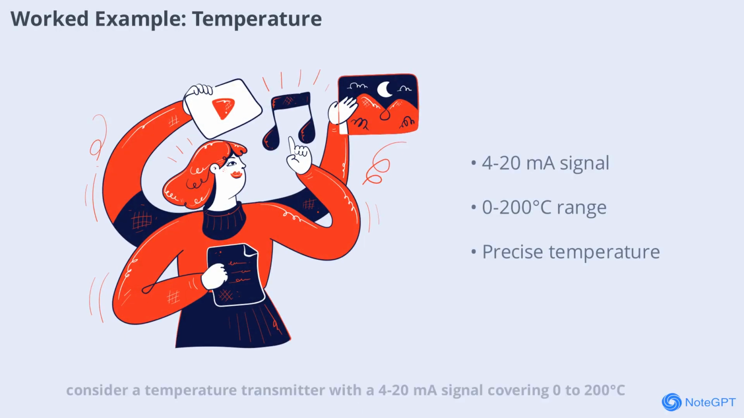Next, consider a temperature transmitter with a 4-20 mA signal covering 0 to 200 degrees C. By applying the same scaling formula, you can translate the raw PLC value into an accurate temperature reading. This process is vital for maintaining precise temperature control in critical operations.